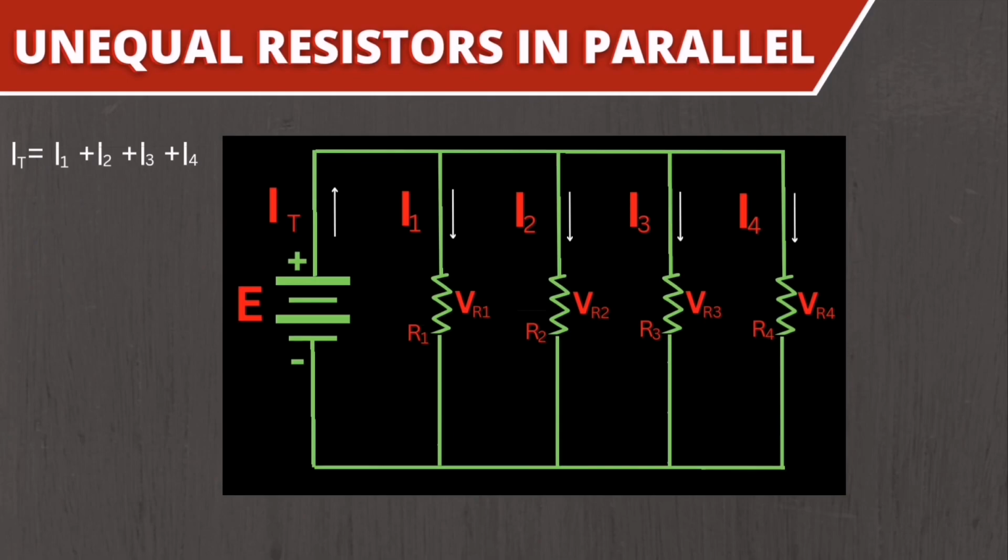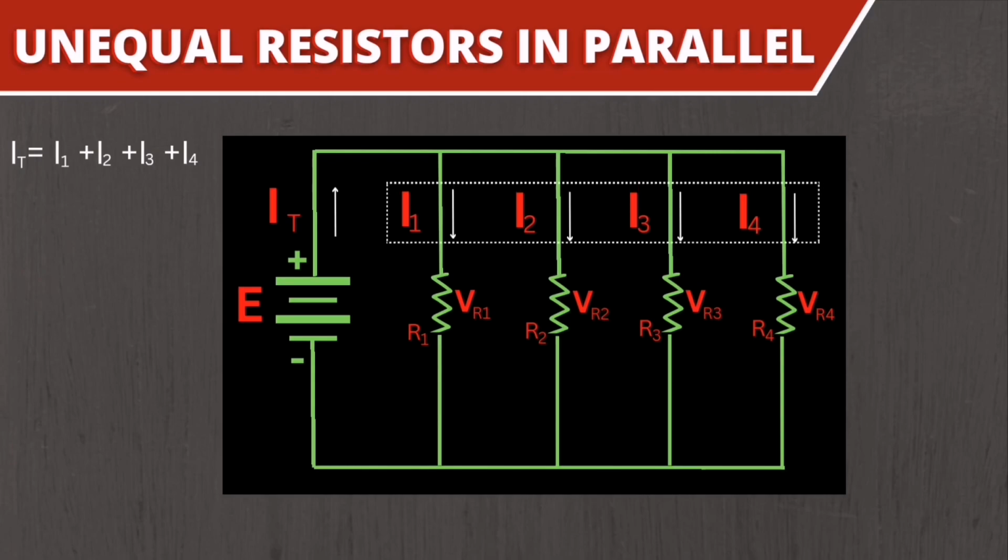Then number 3 is that the total current for the circuit is I sub T is equal to I sub R1 plus I sub R2 plus I sub R3 plus I sub R4, the summation of all current flowing in each of the resistors.